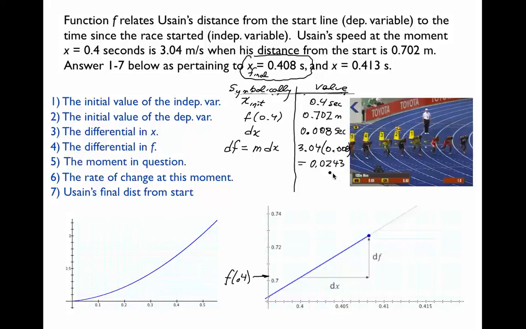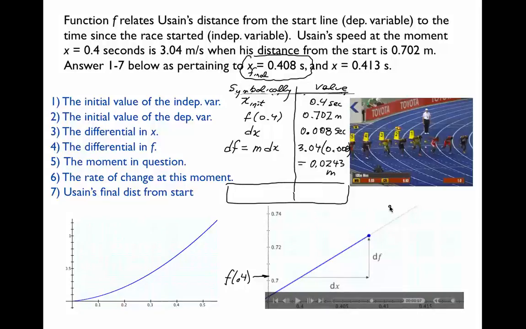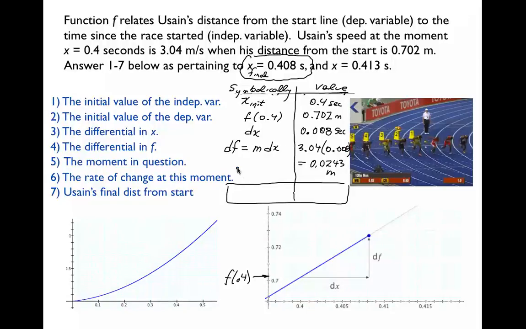Units on that? Is that how far he is from the start line? How much has distance changed since 0.4 seconds? It's not his distance from the start. This is a change in his distance from the start. Okay? How do we get his final distance from the start? So this is great, last question here. Just symbolically, how would we express his final distance from start in this situation?